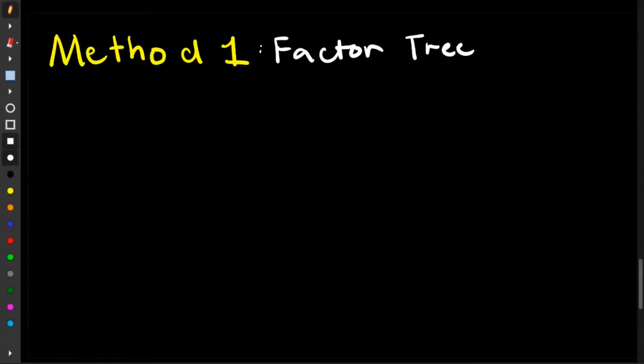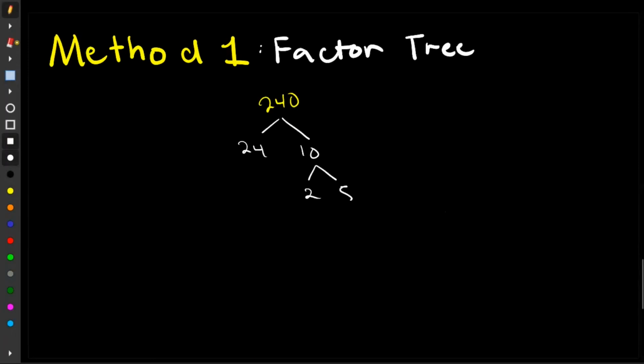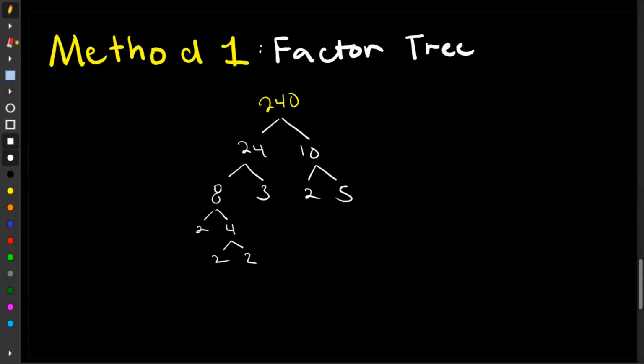So say we have 240 and we are tasked to factor it using the factor tree method. First, observe that one of the quickest factors that we know here is 24 times 10, since it ends in 0. So we simply factor out 10. Now observe that these two are still factorable. This one can be factored as 2 times 5, and this one can be factored as, say, 8 and 3. Now, 8 can still be factored as 2 times 4, and 4 can still be factored as 2 times 2.